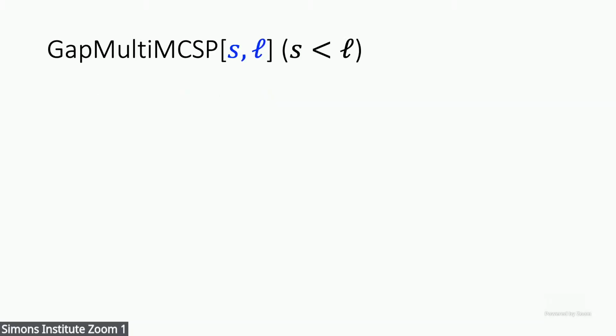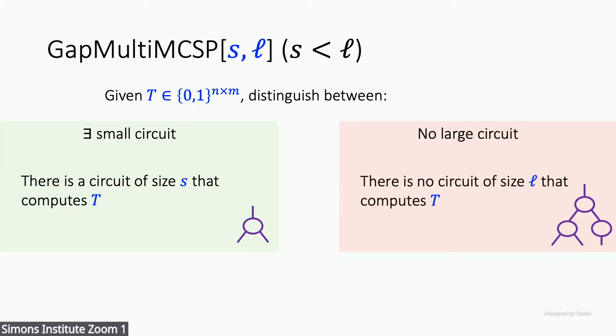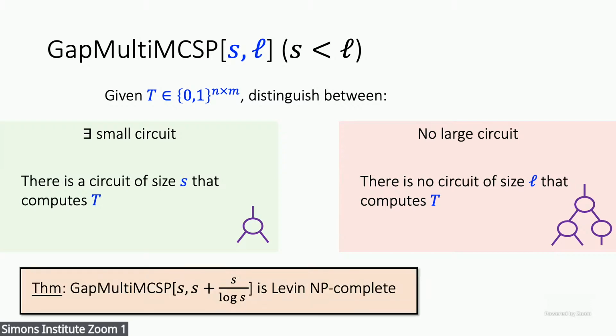And again, we can define gap multi-MCSP. We have parameters S and L. We need to distinguish between the case in which there is a circuit of size S that computes T and the case in which there is no circuit of size L that computes T. Again, this problem is in NP, but actually this problem is NP complete. So we know that this problem with this gap is Levin NP complete.